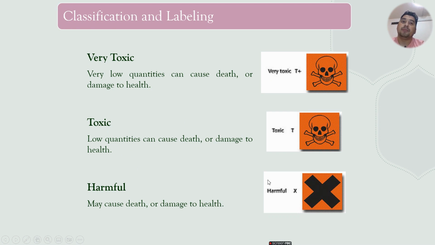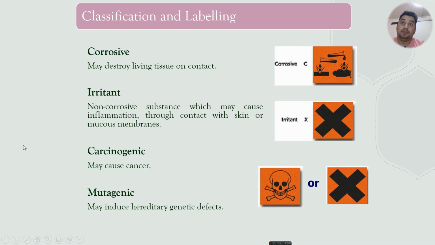Then we have harmful. It is X. May cause death or damage to health. Then we have corrosive. May destroy living tissue on contact. Whenever it comes into contact with skin, it may destroy living tissue. So this type of signage you will get for corrosive.